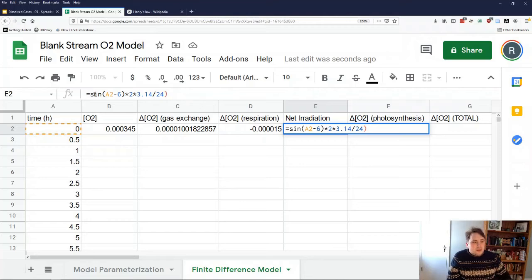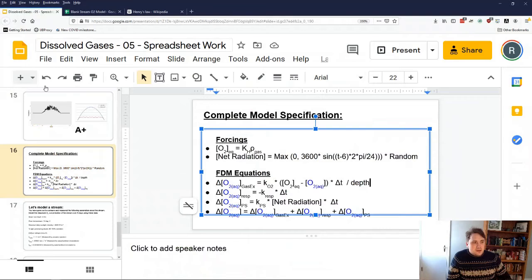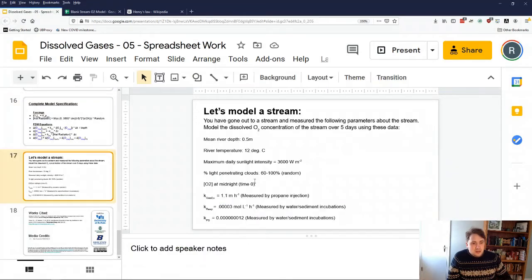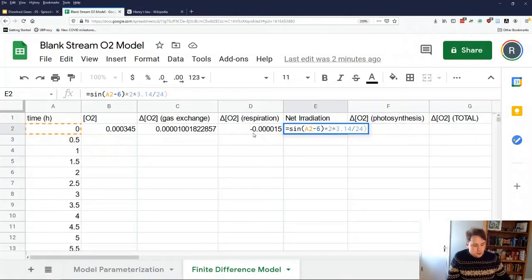But we said that we wanted to change the amplitude such that it was equal to the maximum amount of sunlight that would hit the stream, which we said was 3,600 watts per meter squared. So we're going to put a 3600 up front to change the amplitude, or the height, of the sine wave. And so this value will be in watts per meter squared.